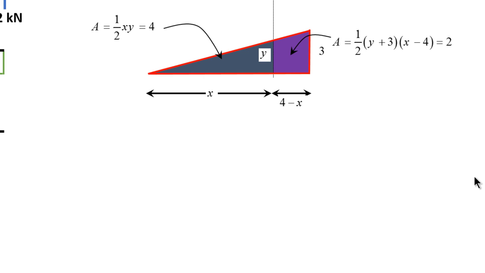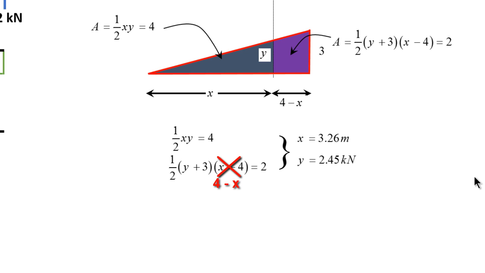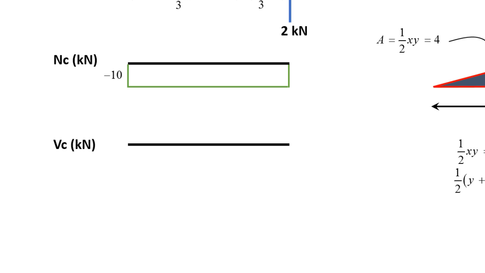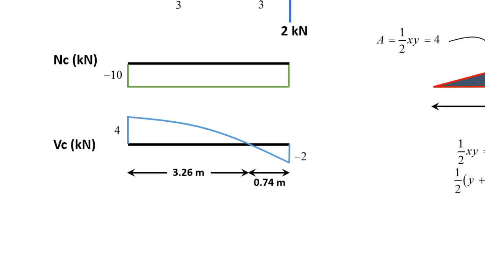Okay, I'm not setting these areas equal, but if I try to solve these two equations simultaneously, I can get a value of x and y. And if I do so, I'll get x equals 3.26 meters, and y to be 2.45 kilonewtons. Okay, now I know the value of x, the value of y. I can go ahead and draw the shear force diagram.